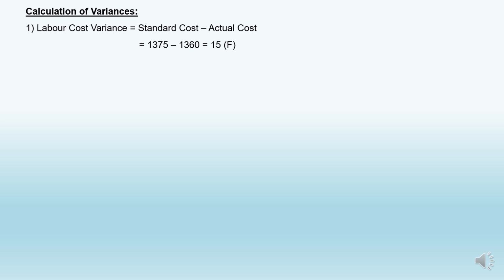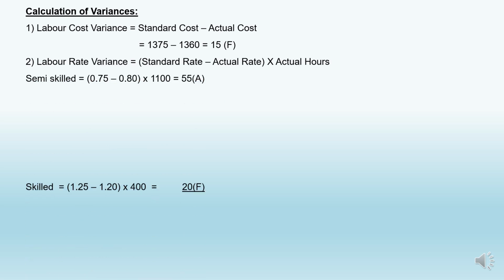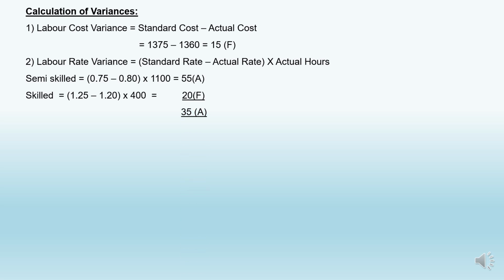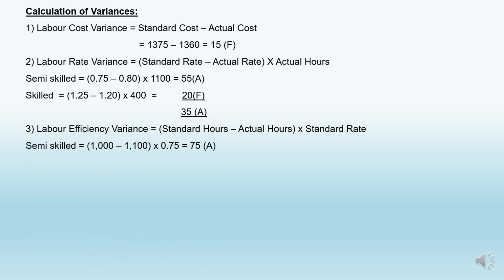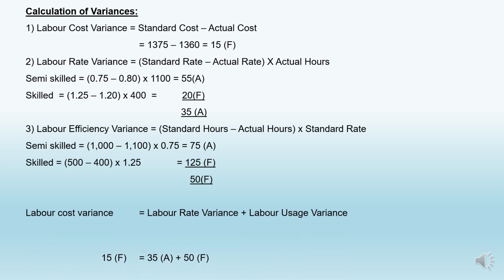If we apply the formula, labor cost variance will be 1375 minus 1360, that is the total values. We get 15 favorable. When we look at rate, we do it separately for semi-skilled and skilled. Again you see 55 adverse and 20 favorable. So obviously the answer will be 35 adverse. In efficiency, it would be 75 adverse and 125 favorable. Obviously 50 favorable. And verification: left hand side should be equal to right hand side.